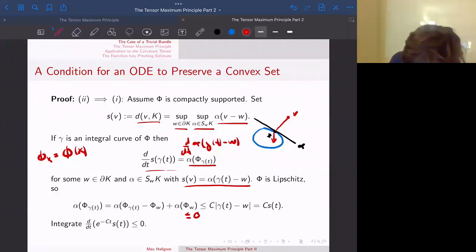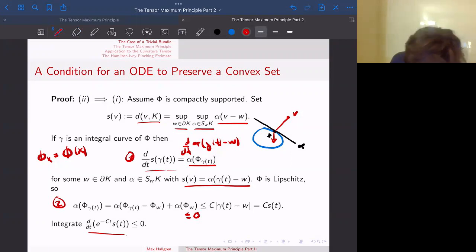So combining this and this, you can rewrite that as this differential inequality. And since the function in the parentheses is Lipschitz, we can integrate this. We have the fundamental theorem of calculus. And the fact that our integral curve started in our convex set means that S of 0 is less than or equal to 0.